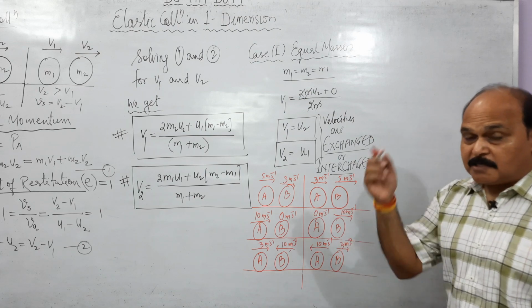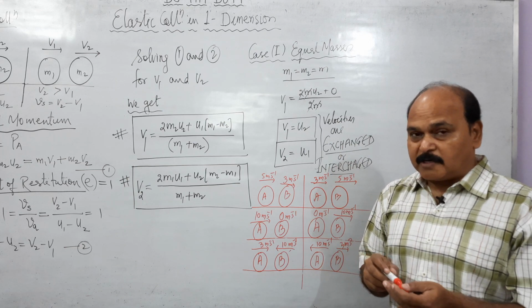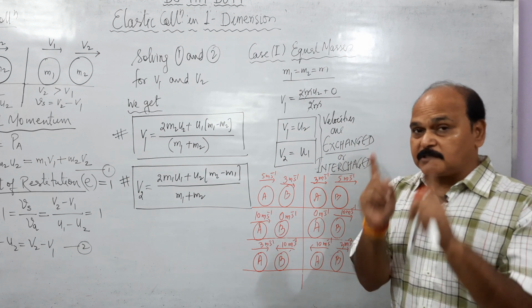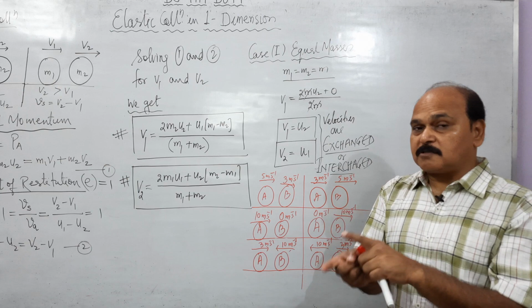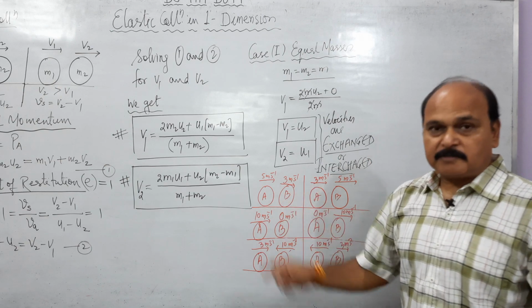So remember, it is the velocity which is exchanged. Velocity is a vector quantity. It has both magnitude as well as direction. So both magnitude and directions of the two velocities are interchanged. That is situation number 1.